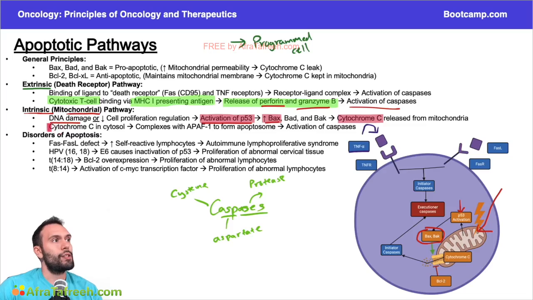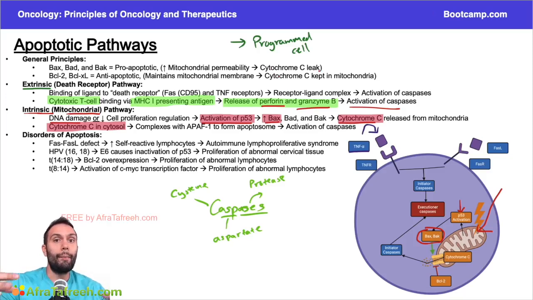Again, cytochrome C, once it gets into the cytosol, is going to complex with APAF1 to form an apoptosome, which causes the activation of caspases. But again, the big three that I remember: P53, BAX, cytochrome C. Now, what you want to understand here is that BAX, BAD, and BAK are all pro-apoptotic, meaning that they're going to cause increased mitochondrial permeability. If there's more permeability, there's a better chance for cytochrome C to leak out into the cytosol. And this is exactly what we said when we talked about cell injury. We said you can get mitochondrial permeability. Once that starts to happen, you get into this irreversible state because cytochrome C leaks out into the cytosol, which eventually will lead to caspase activation.